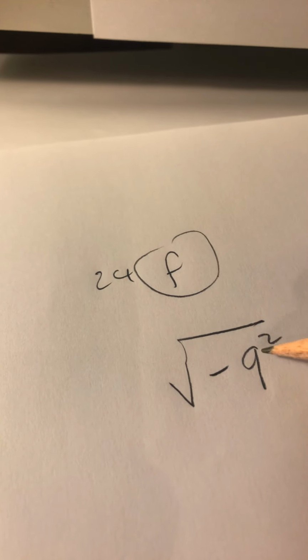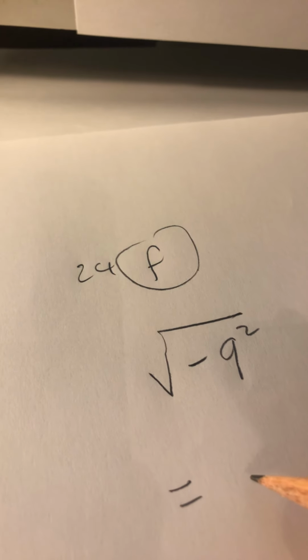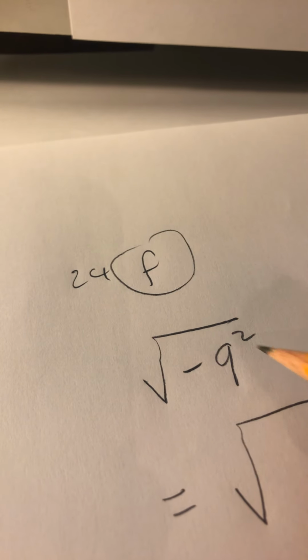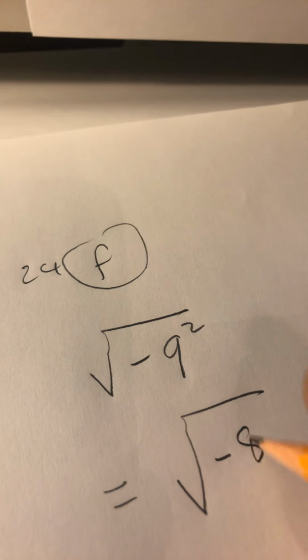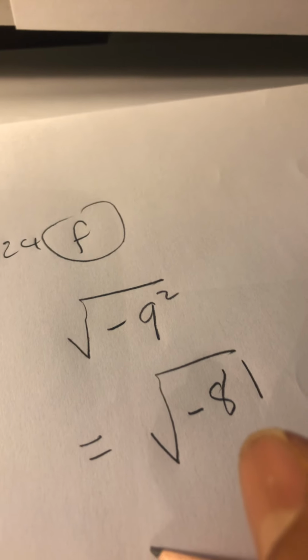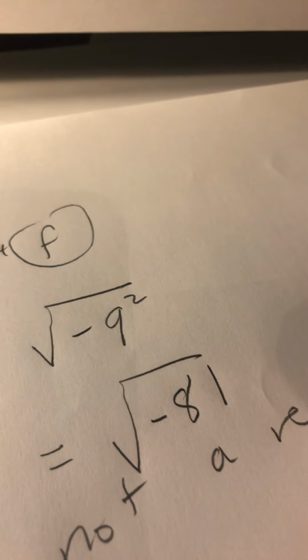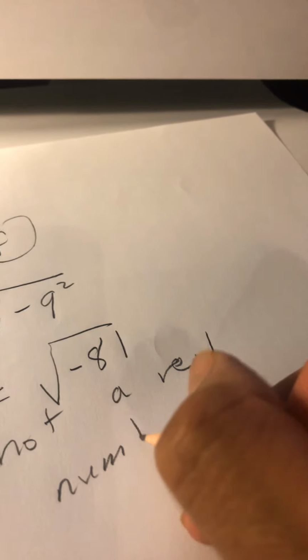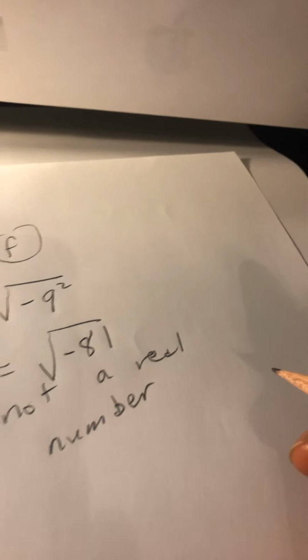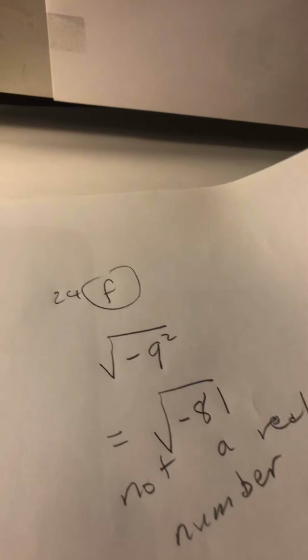And you notice here now that the negative 9 is not in parentheses. So this is just going to be the square root of what is 9 squared, 81. Remember, exponentiation goes before negative. So this is the square root of negative 81, which is not a real number. We will find out what this is in the future when we do complex numbers, but this is not a real number, right? All right, so let's move on.